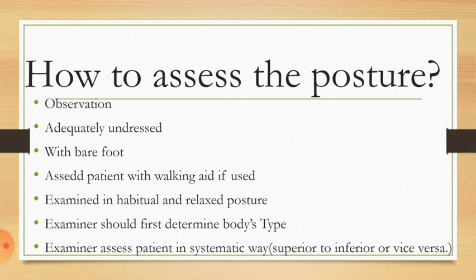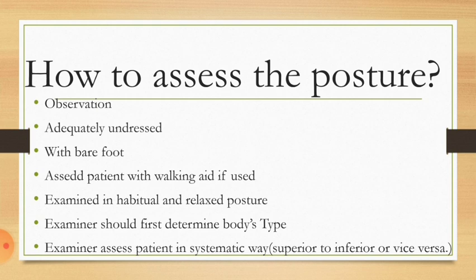Adequately undressed. To assess posture correctly, the patient must be undressed. A male patient should be in shorts and a female patient should be in bra and shorts. The patient should be barefoot and should not wear shoes or stockings. Assess the patient with walking aids if used. If a patient uses a walking aid, braces or orthotics, this should be noted and they may be used after the patient has been assessed in natural state to determine the effect of appliances.